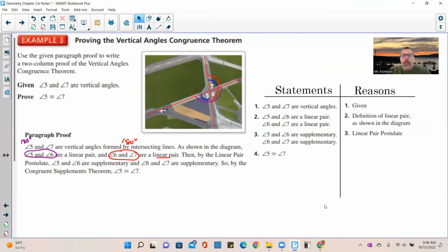Then, angle 5 and angle 7 are congruent. It says, by the congruent supplements theorem, angle 5 is congruent to angle 7. So in a statement, you would say this, and the reason is congruent supplements theorem. And that is converting a paragraph proof into a two-column proof.